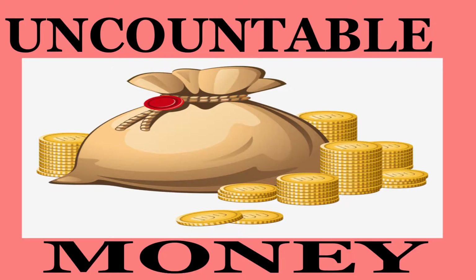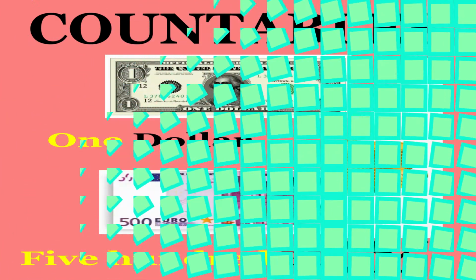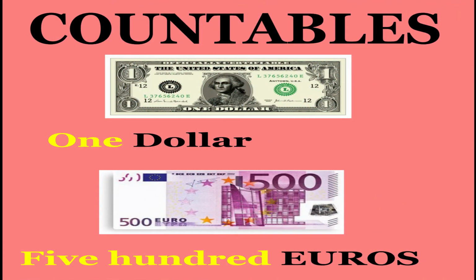So we go for some examples. Money as a word is uncountable. So I mean here money, not what it means, but the word M-O-N-E-Y is uncountable. Dollar and euros are countable words. We can say $1, $5, 500 euros, $1 million, $1 million euros.